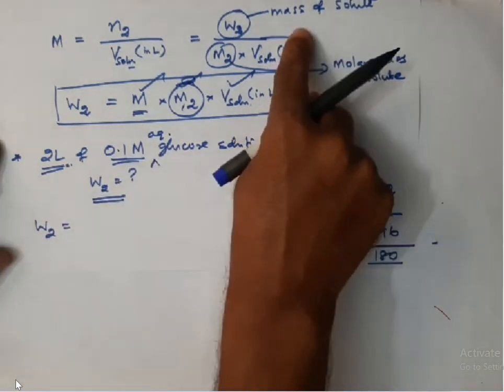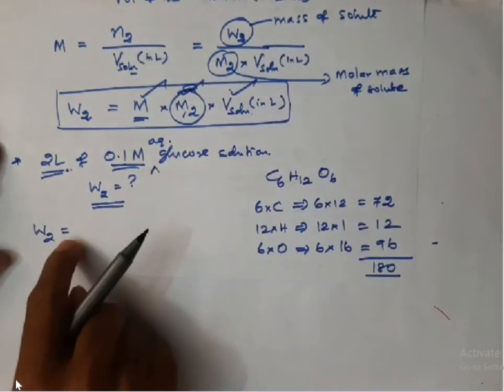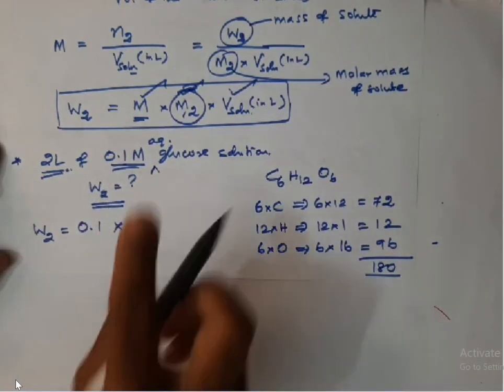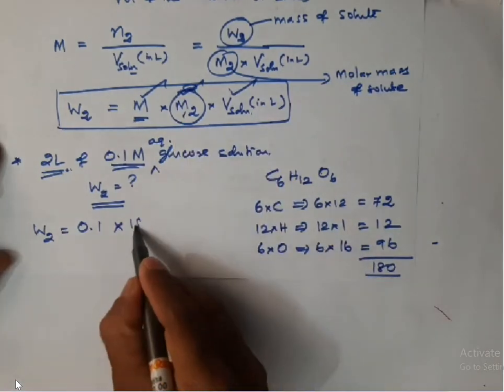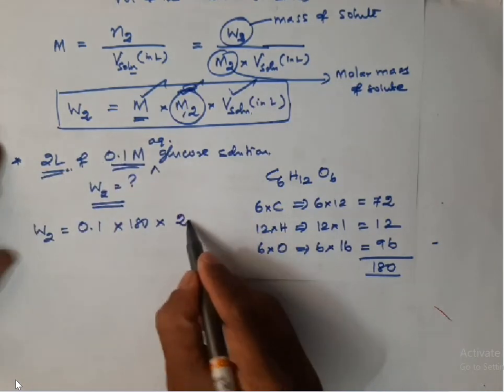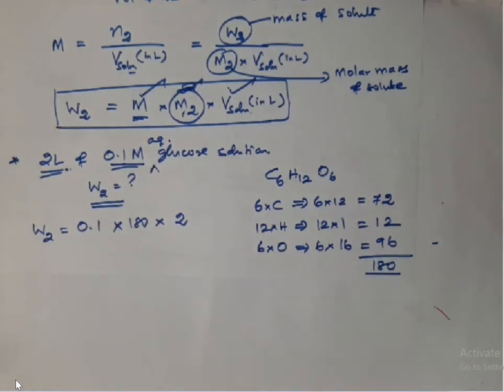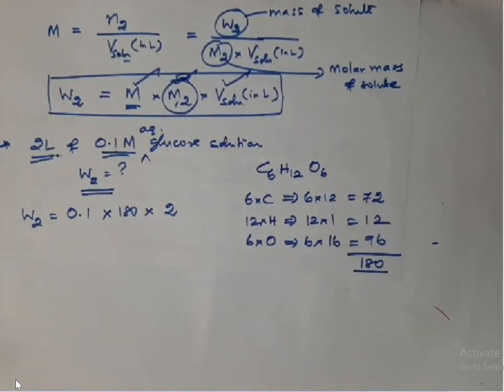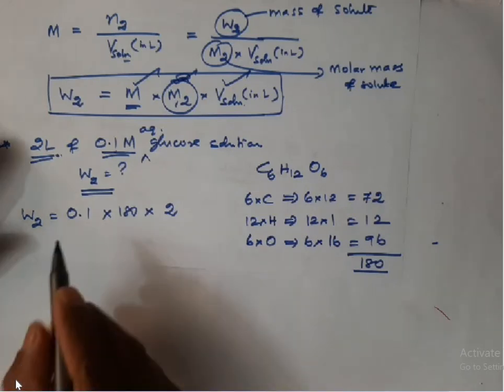So to find W2, the mass of solute or mass of glucose in this solution, mass of glucose equals molarity, which is 0.1, into molar mass of glucose, which is 180, into volume. Volume is given in liters, so you can write it directly. Volume of the solution should be in liters. So what will we get? 0.1 into 180 is 18, times 2, 36. 36 grams.